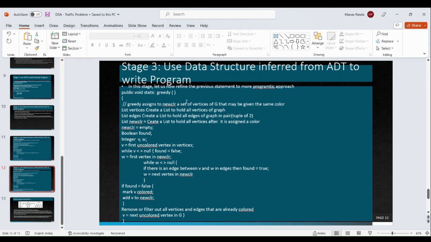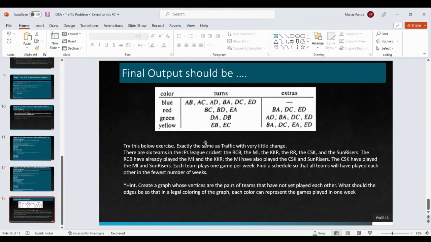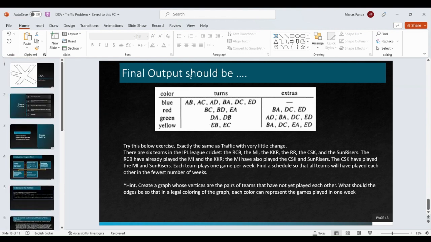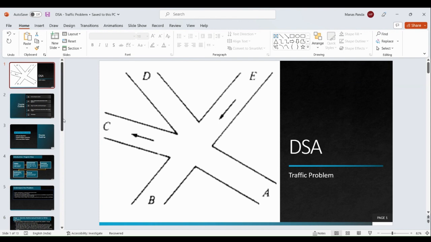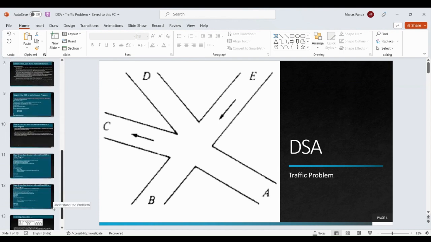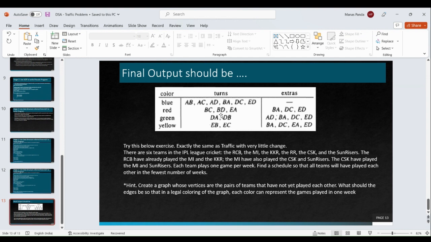So after writing the code and executing it, the output should be as shown in the next slide. The blue ones should be A B, A C, A D, B A, D C, and E D. Let us check that. These should all be blue color. You can mention it here: A B, A C, A D, B A, D C, E D.